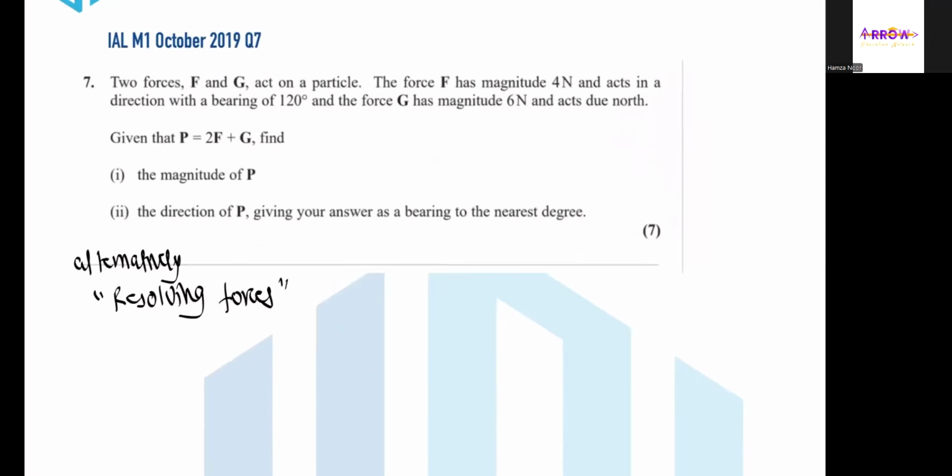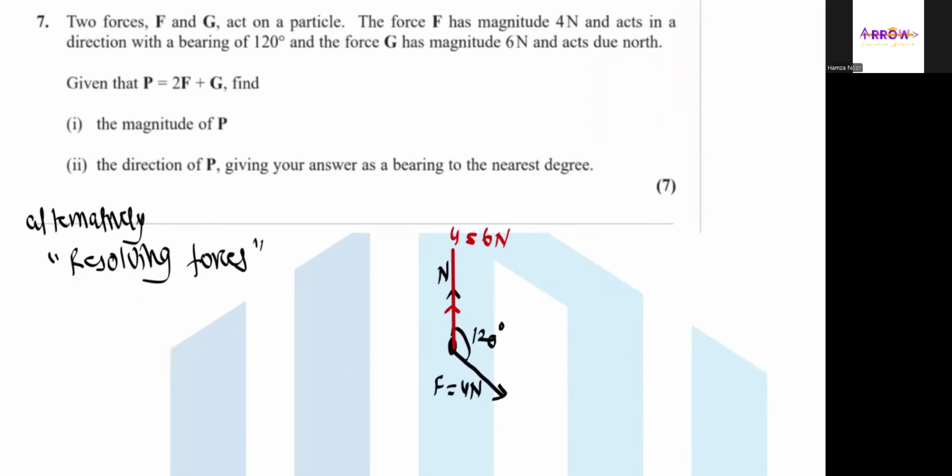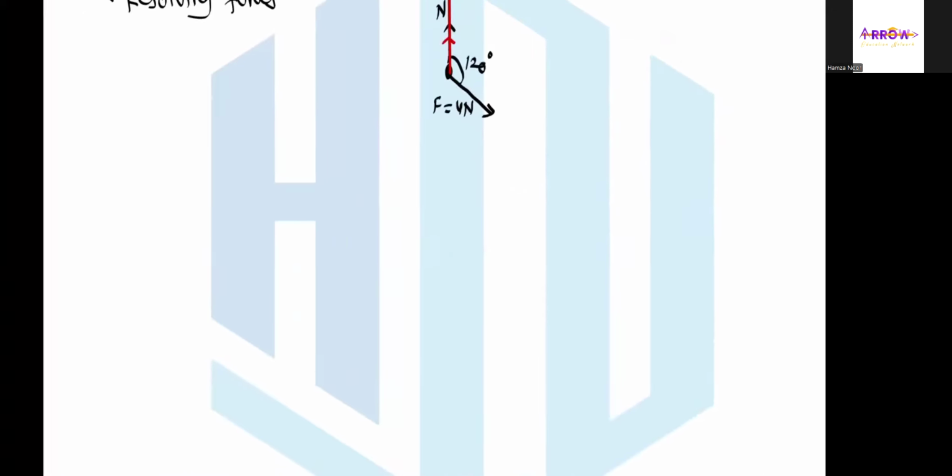So first things first, what we know is that we have a point and we make a north at that point. Force F is having a magnitude of 4 Newton, which is acting at a bearing of 120 degrees. And G is acting due north. So G is having a magnitude of 6 Newton and it is acting due north, meaning force G is acting vertically upwards, 6 Newton. So here I'm going to paste the screenshot.